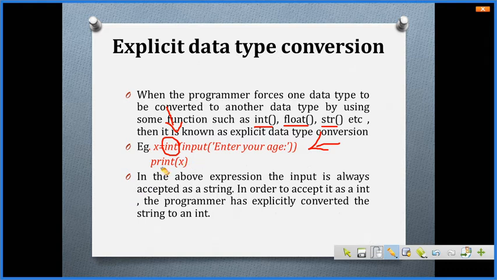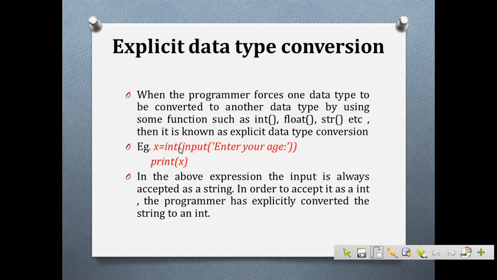The default type is actually string, which means that if I am taking any input from the user, it is taken by default as a string value. So the input is always a string. In order to accept it as int, you have to use the function int. This is the case with any other functions also. If you want to convert to float, you have to use float.